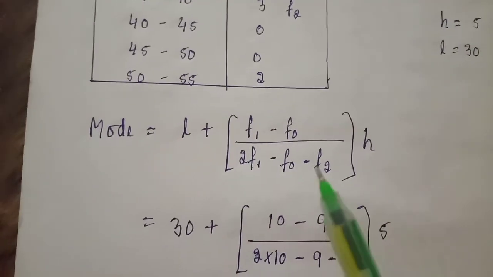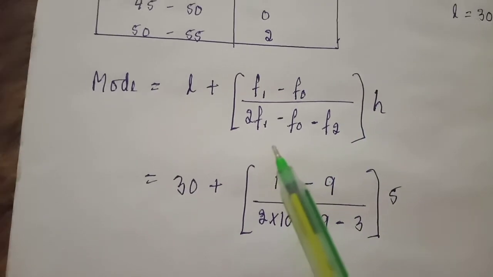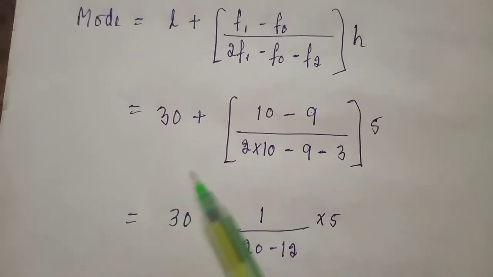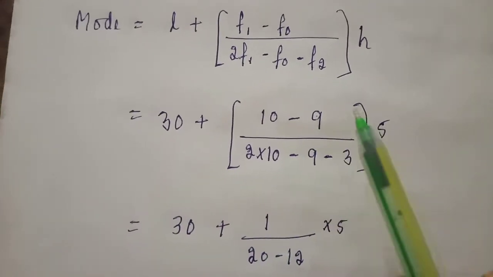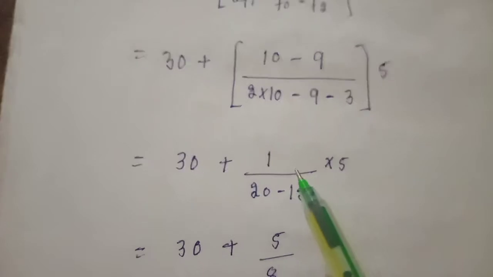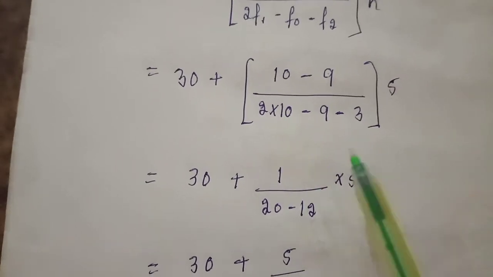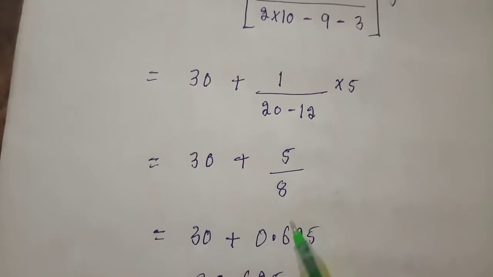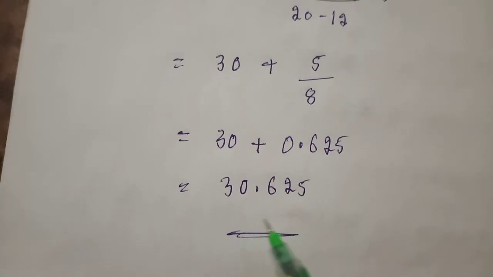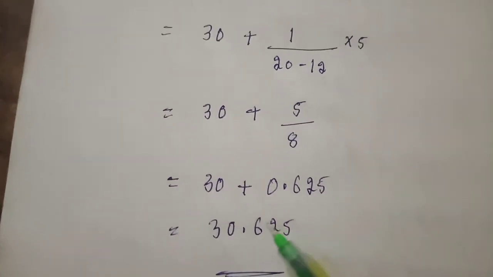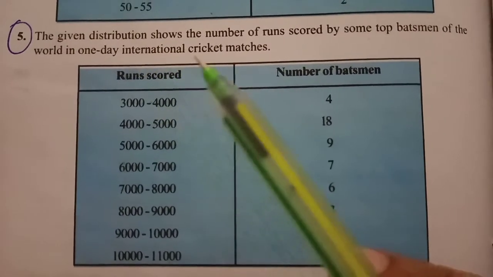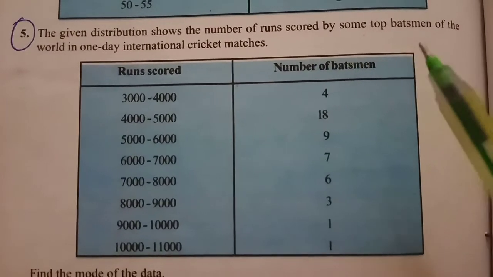So mode equals L plus (F1 minus F0) divided by (2F1 minus F0 minus F2) into H. So L is 30 plus F1 is 10 minus 9, divided by 2 into 10 minus 9 minus 3, into 5. 10 minus 9 is 1 and 20 minus 12 is 8. So we get 30 plus 5 by 8, that is 30 plus 0.625. Add, we get 30.625. So the mode is 30.625.